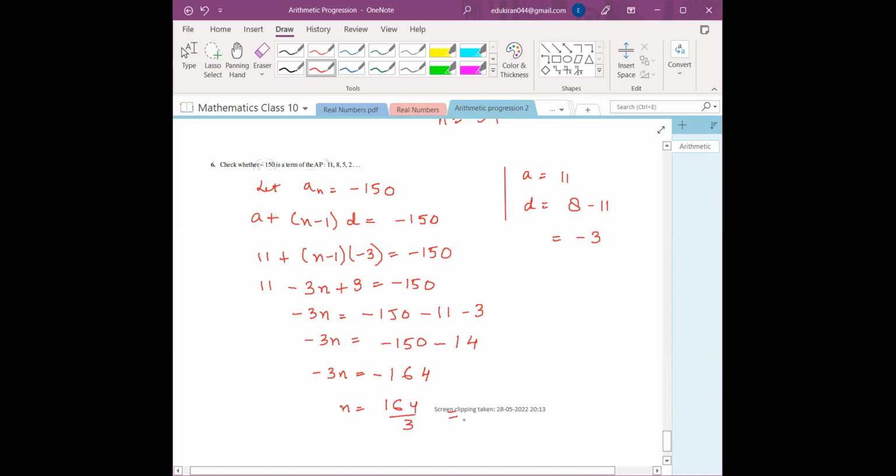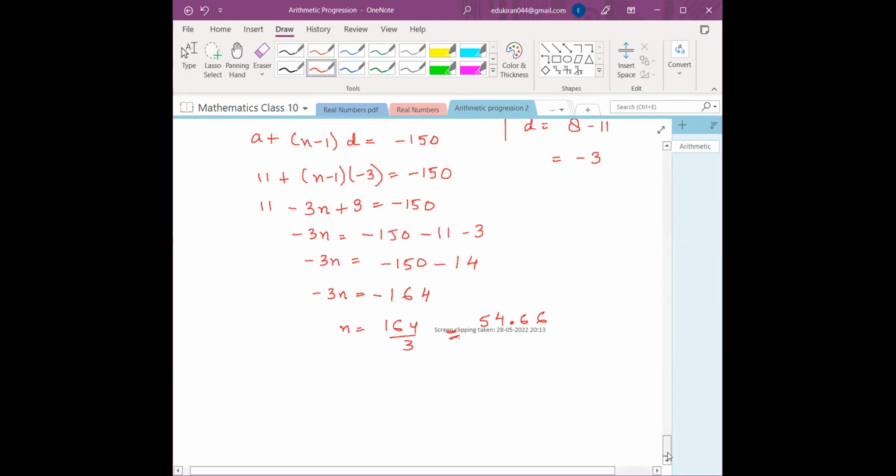So if I divide it, what will I get? 3 into 5 is 15, right? So I get a 14. 3 into 4 is 12. So I get a 20. So I put a decimal. So it will be 6. And then again 6. So something like this I'll get, right? Yeah, please check the calculations if I've done it correctly. Yes, Harsha, please check if there is any mistake here.